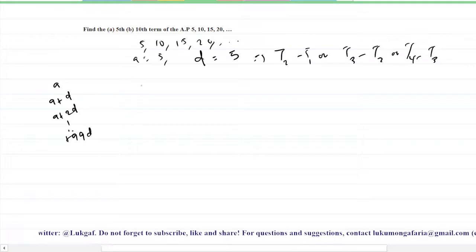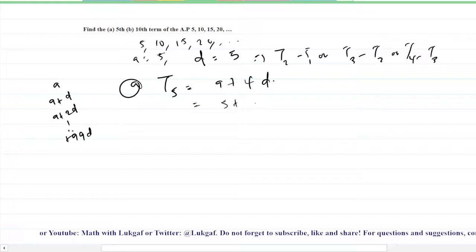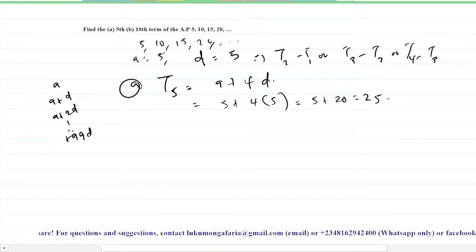So in essence, what will be my fifth term here? My fifth term will be A plus 4D. You understand that? So your fifth term will be A plus 4D. And to obtain that, since you already know the value of your A and the value of D, you can find that directly. Whenever you see A, you put 5. Then 4 times D, which is also 5. That will give me 5 plus 20, which is equal to 25. You can see it is very simple, isn't it? Okay, now let us find the second one.